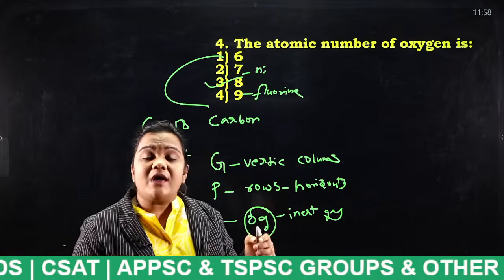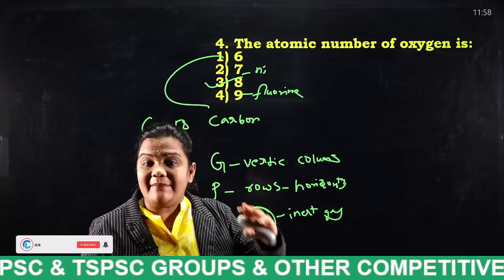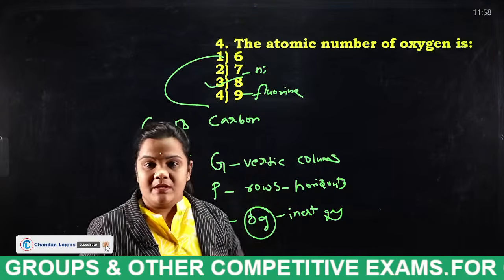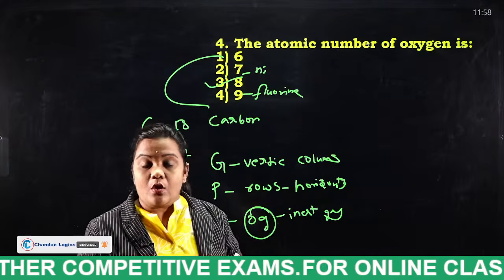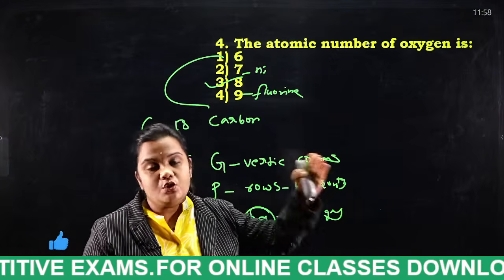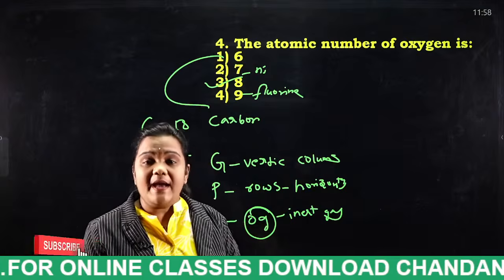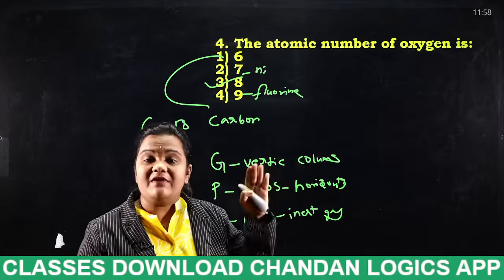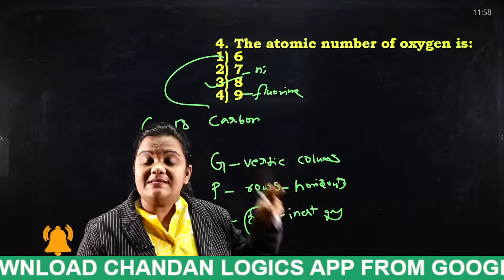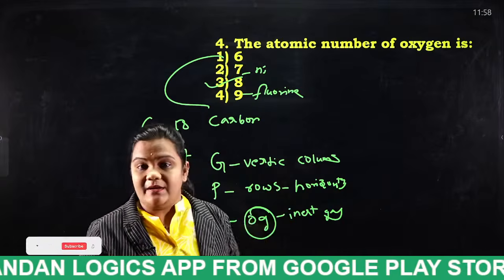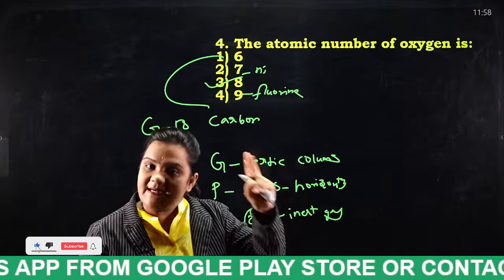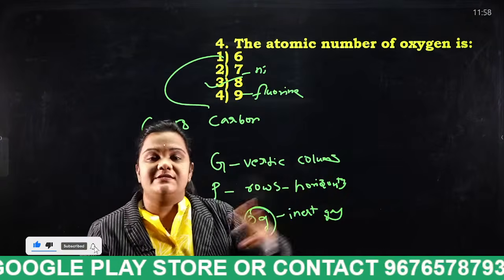Oxygen is the third most abundant element in space. So remember each and everything: Earth's crust is different, the universe is different. In our universe, oxygen is the third most abundant element. First is hydrogen, second is helium, and third is oxygen.